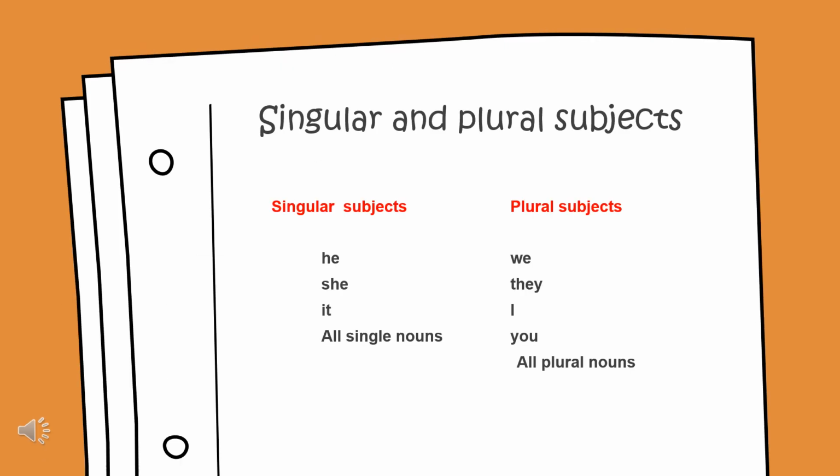Here is a list in front of you of the singular and plural subjects. Singular subjects are he, she, it, and all the single nouns. Plural subjects are we, they, I, you, and all the plural nouns.